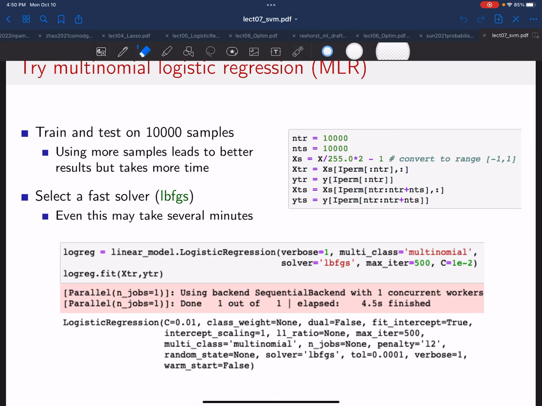So once we standardize, or quote unquote standardize, our data, notice that we're doing this to every pixel. So it's not like some pixels are treated differently. But once we do this, we then can split into training and test. And notice that we're using our iPerm to do the shuffling.